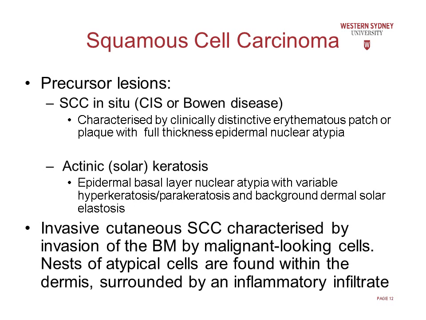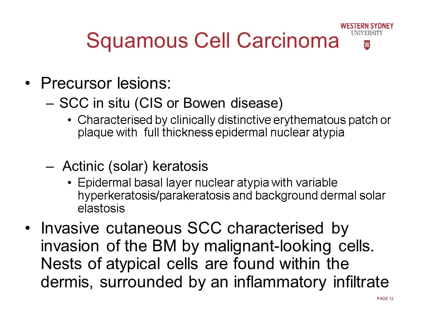Squamous cell carcinoma often arises from precursor lesions. Two of the most common ones are the squamous cell carcinoma in situ, CIS, also known as Bowen disease. Bowen disease is characterized by a distinctive erythematous patch or plaque. It's mainly characterized histologically by nuclear atypia throughout the full thickness of the epidermis.